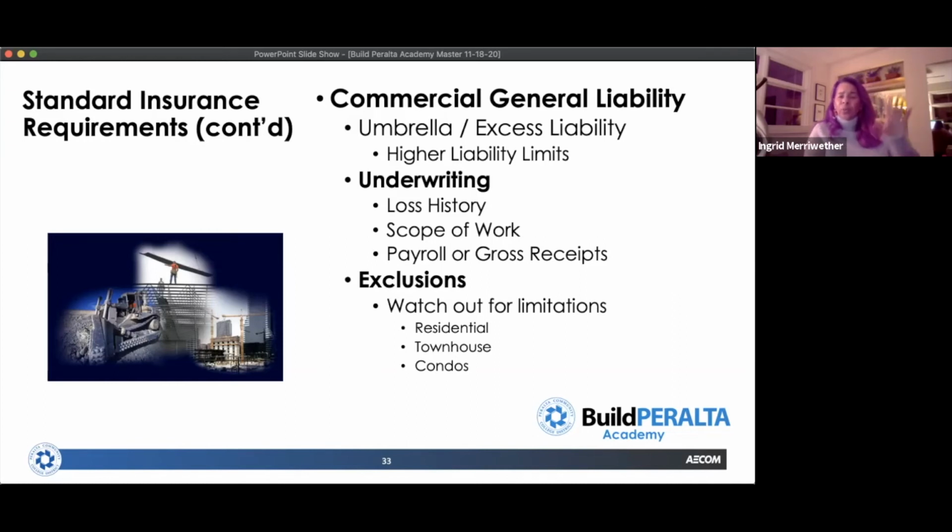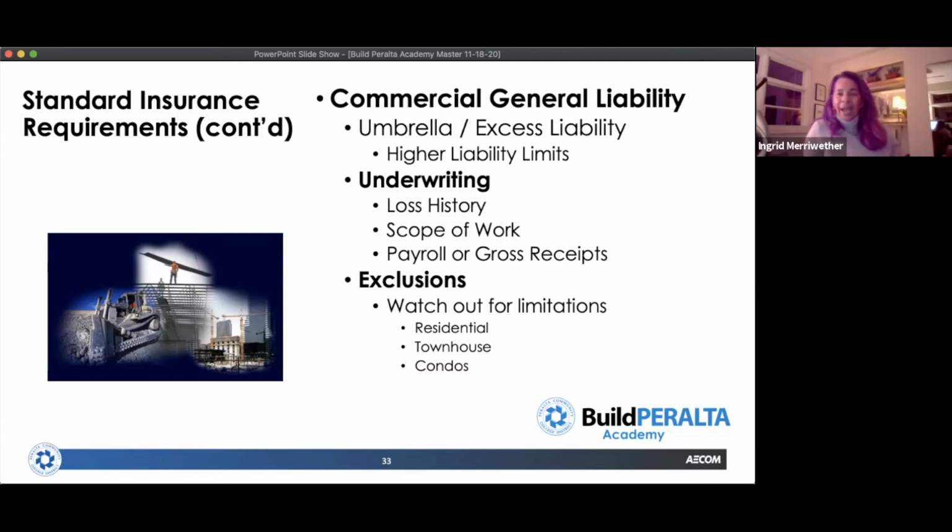Okay, so we talked about the general liability policy being $1 million limit, right, per occurrence. Well, the way that you increase that is you purchase what's called an umbrella or an excess liability policy. They mean the same thing. And that's how you increase that $1 million to $2 million per occurrence, or $3 million or $4 million, whatever the dollar amount that you want in terms of total liability limits and that you can afford.